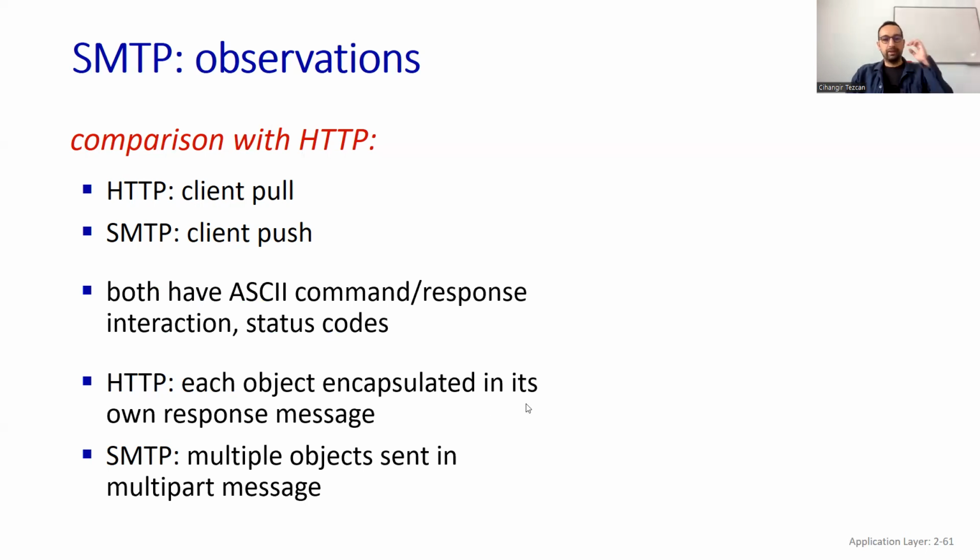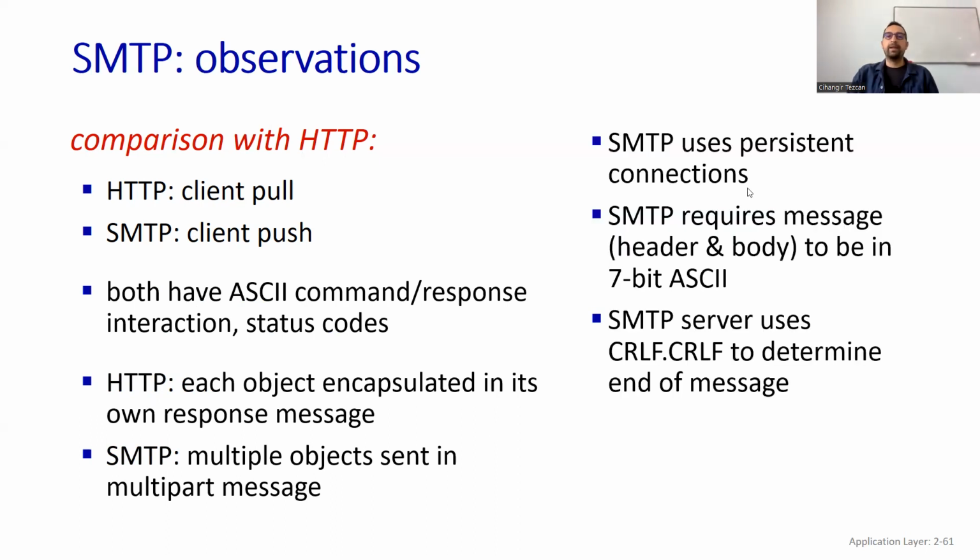In HTTP, each object is encapsulated in its own response message. In SMTP, multiple objects are sent in a multi-part message. But don't forget that email is older than HTTP historically. SMTP uses persistent connections. SMTP requires message header and body to be in 7-bit ASCII. Here is the problem, as you can see. The SMTP server uses this command to determine the end of the message. So this, the period I showed you, actually is these keystrokes, which determine the end of the mail.